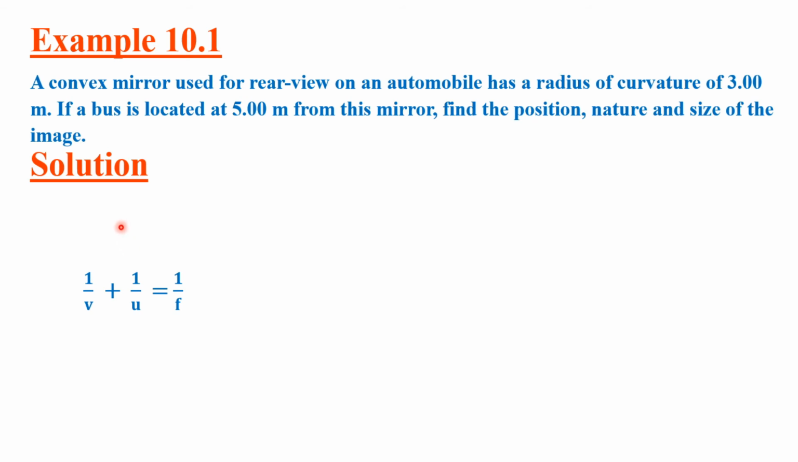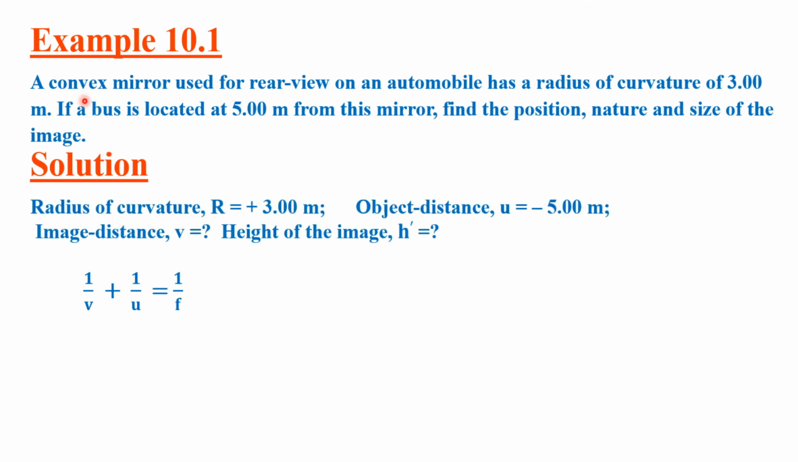Let us see now example 10.1. A convex mirror used as a rear view mirror on an automobile has a radius of curvature of 3 meter. So R is given as 3 meter. If a bus is located at 5 meter from this mirror, find the position, nature and size of the image. So object distance U is given as minus 5 meter. Image distance is a question mark. Height of the image, H dash, we also have to find.